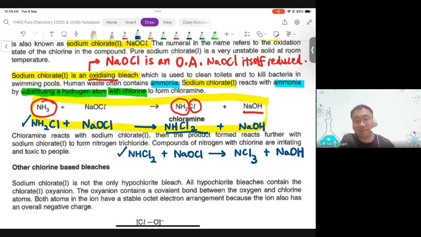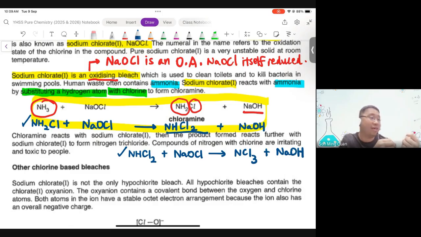B part 1. You can flip to the next page. This is the answer for B part 1. The 2 equations for each of the 2 reactions which lead to the formation of nitrogen trichloride from chloramine. Okay? Now, this is what I call reading database. You read and you already start thinking what the examiner could potentially test you. Okay? And unsurprisingly, the examiner also tested you on deduce why NaOCl is an oxidizing agent.